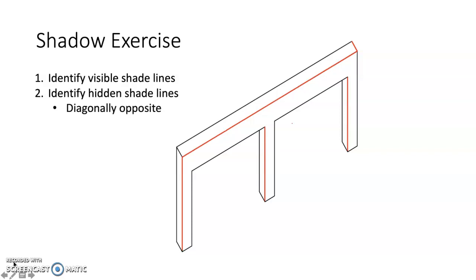The next step is to identify the hidden shade lines. Remember that the shade line is the edge between a lit surface and a shaded surface, and that our lit surfaces and shaded surfaces all exist in pairs. Top is lit, bottom is unlit. Left is lit, right is unlit. Because of that, our shade lines also occur in pairs, and that will be diagonally opposite each other.